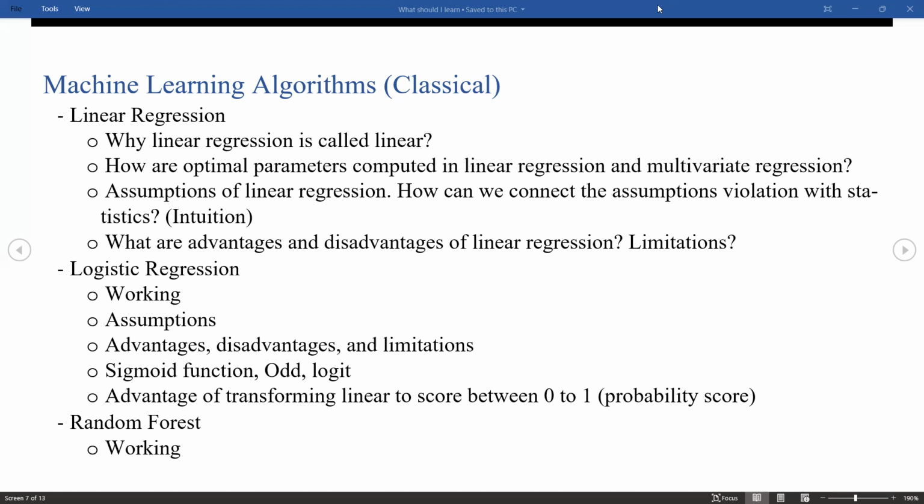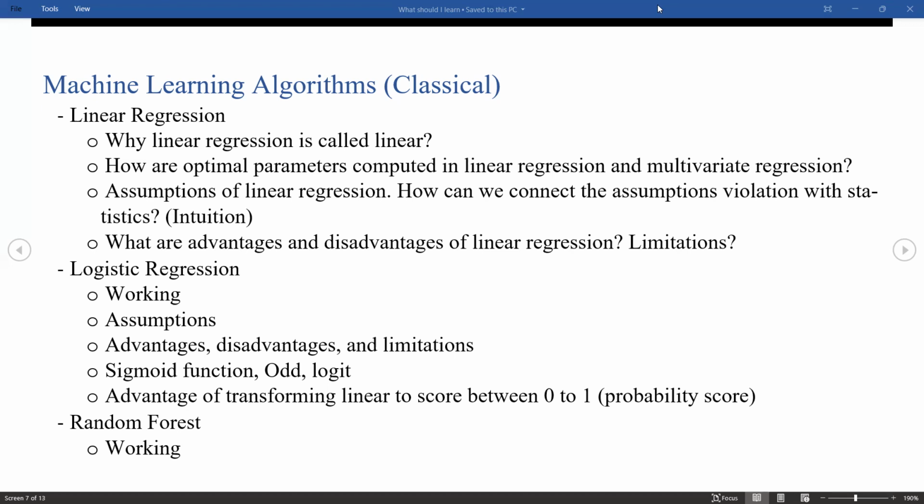Then limitations. What are the limitations? When I say limitations, it's from a technical point of view, and of course a statistical point of view indirectly. So what are the limitations of linear regression? In other words, I'm asking you, can you use linear regression always on every data? And if yes, or if no, you have to decide. So you should be thorough with at least these questions and answers whenever you talk about linear regression.